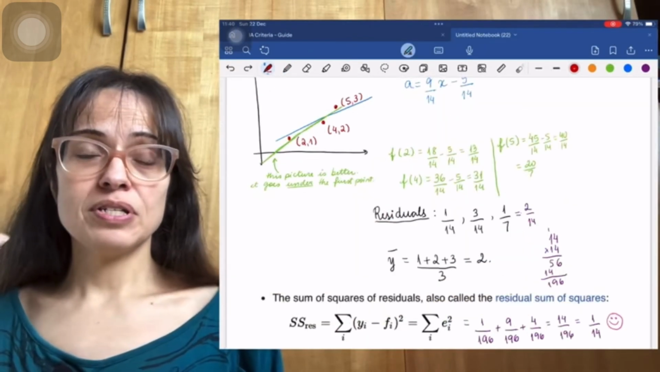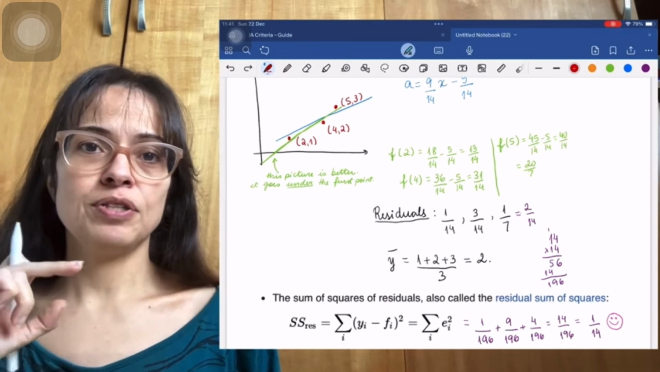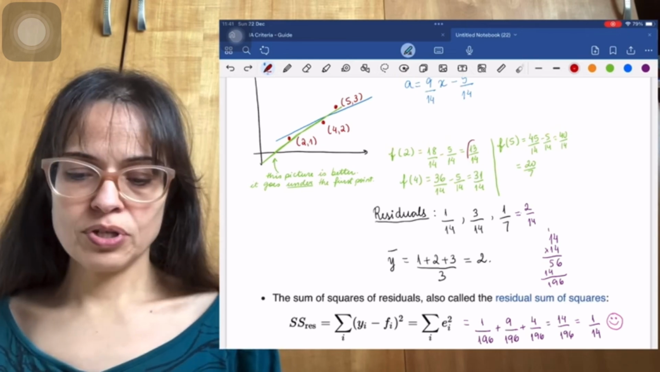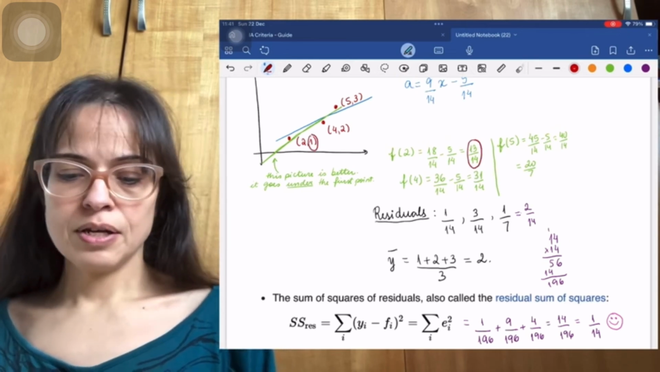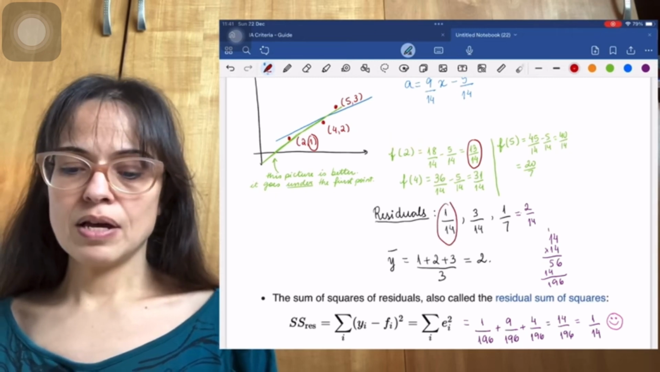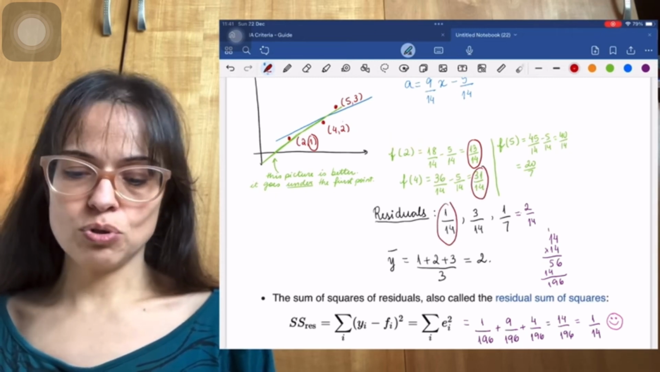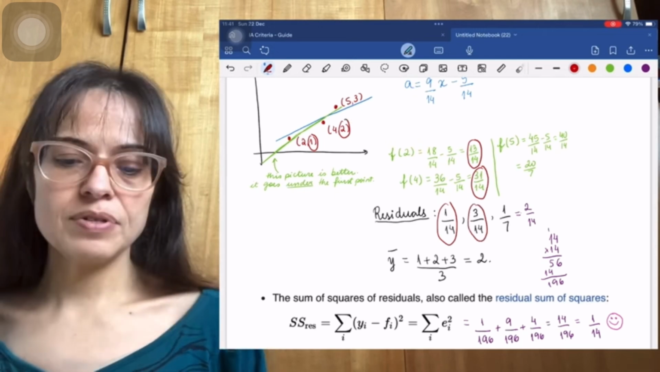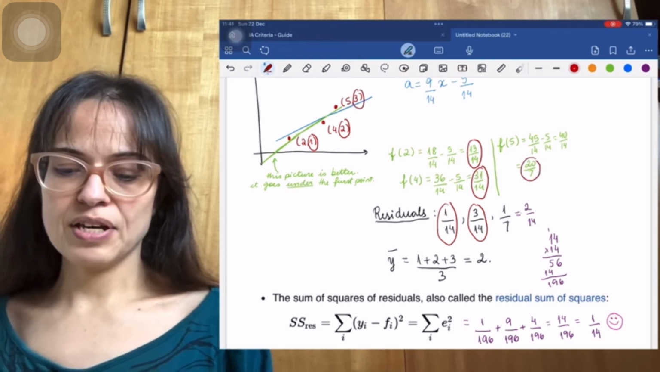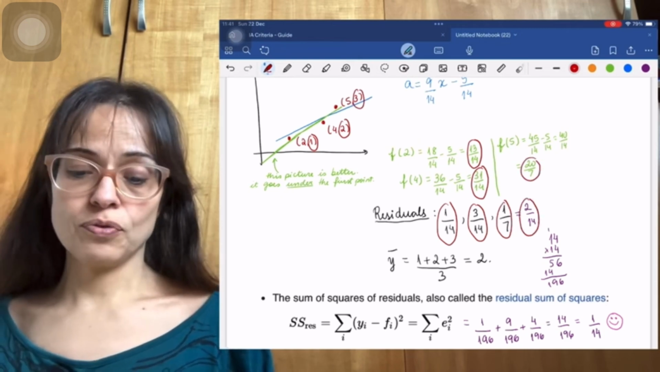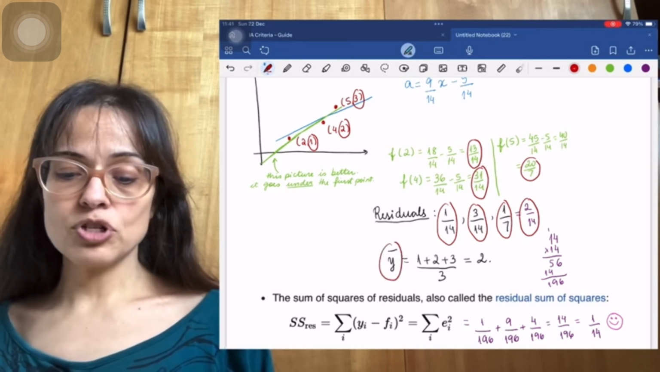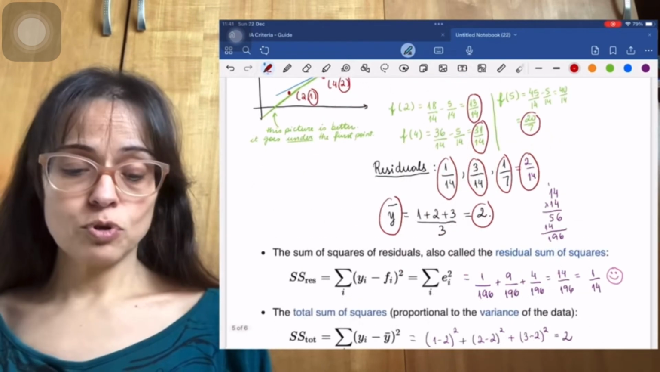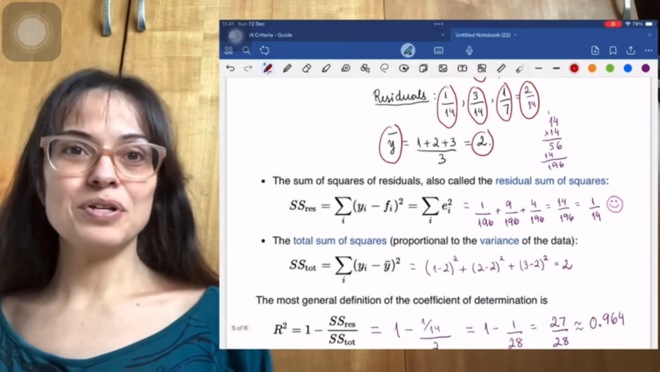Remember, the residual is just the difference between the point and the function for the value of x of the point. So 13 over 14 as compared to 1, the difference is 1 over 14. And then 31 over 14 compared to 2, well, 2 is 28 over 14, so the difference is 3 over 14. And the difference between 3 and 20 over 7 is 1 over 7, which is 2 over 14. Now, this is the average of the y's, which I remember I am also going to need for the calculation. And now I'm going to go through that Wikipedia page again, but with my numbers.